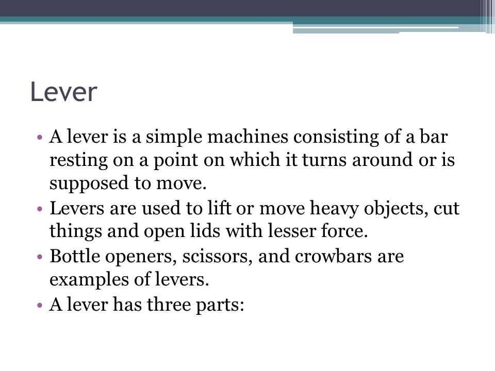Okay. So first, what is a lever? You might have learnt it in the 3rd grade or 4th grade. Here we are going to learn about it in detail. It is also a simple machine. It consists of a bar. For example, you can take a chocolate bar, or in mathematics we use the bar graph, right? It consists of a bar resting at a point, on which it turns around or is supposed to move.